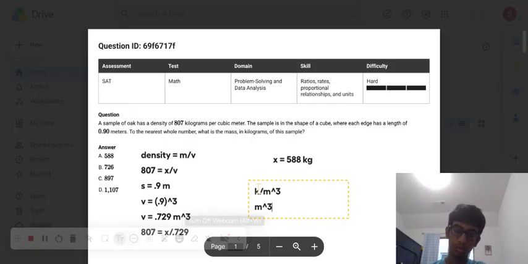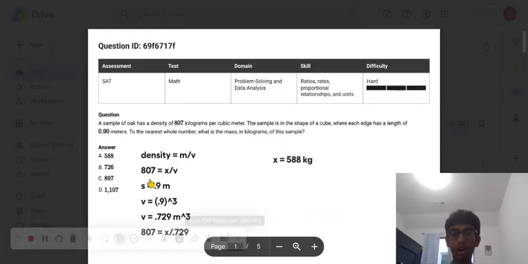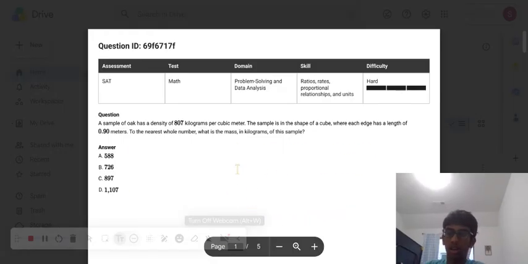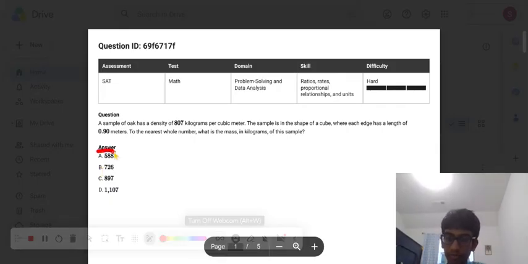And we know what kilogram per meters cubed is, which is our 807, right? And then using that, and we know that our meters cubed is 0.729, we can figure out what our kilogram is by just multiplying by meters cubed to find the kilograms. Does that kind of make sense? The dimensional analysis might be a bit complicated, because you use it more often in chemistry instead. Of course, our answer is 588. And let's move on to the next question.